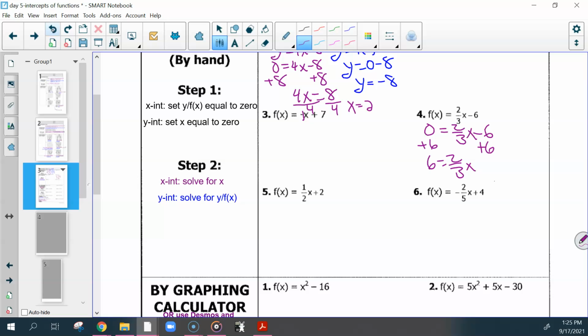So from here, if I wanted to get rid of that fraction, like what Mr. Murphy was talking about before, multiply it by the reciprocal so you get 1. So we need to multiply it by 3 over 2. Does that make sense? Wait, let me write it down. But what we do to one side, we have to do to the other.